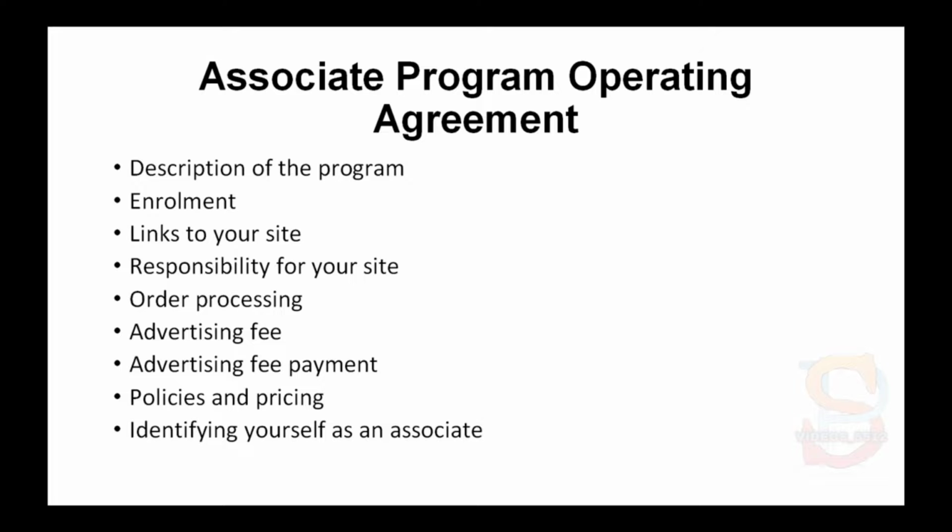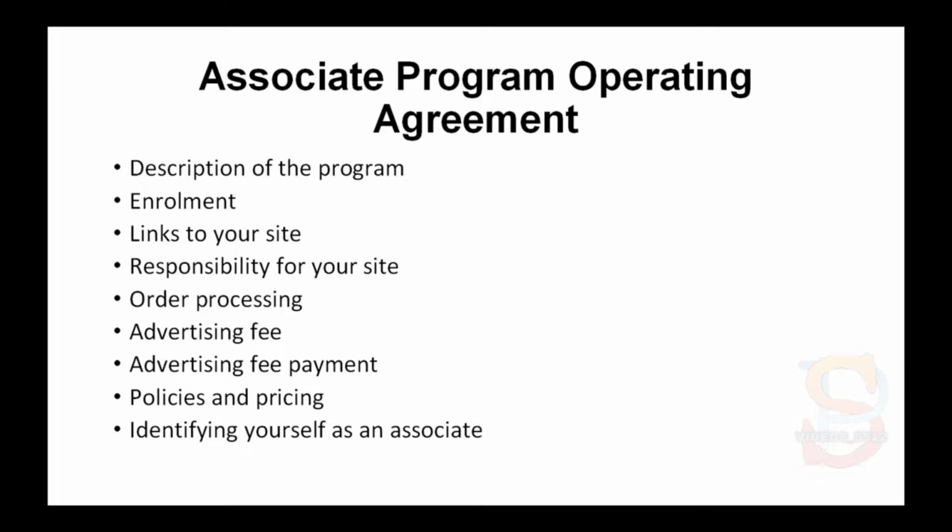Description of the program. The purpose of the program is to permit you to advertise products on your site and to earn advertising fees from qualifying purchases. The product here means any item sold on Amazon. This may also include certain services. The description of your program may include data, images, text, link formats, widgets, links, and other linking tools.